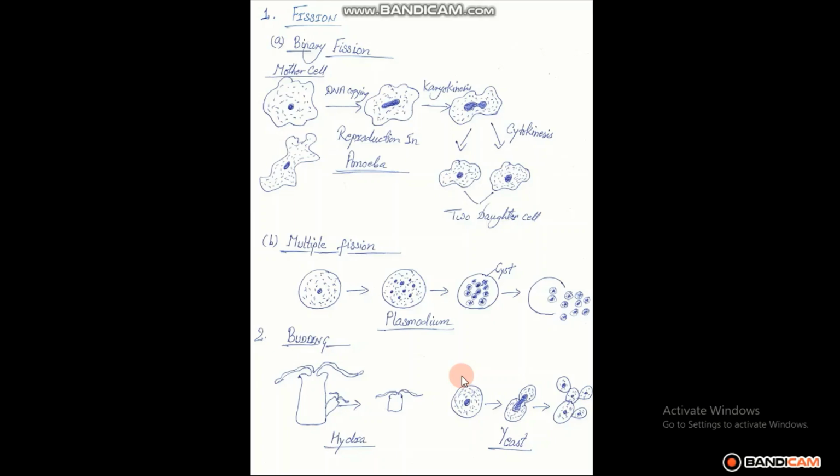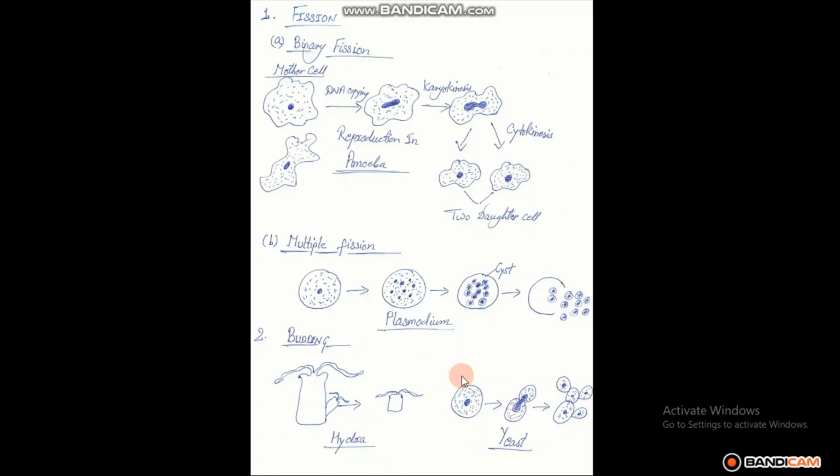But the general diagram is like this. This is the nucleus, and this is the cytoplasm, and it is unicellular. That's why it is a single cell only. This cell will divide by copying DNA. I already told you about that.